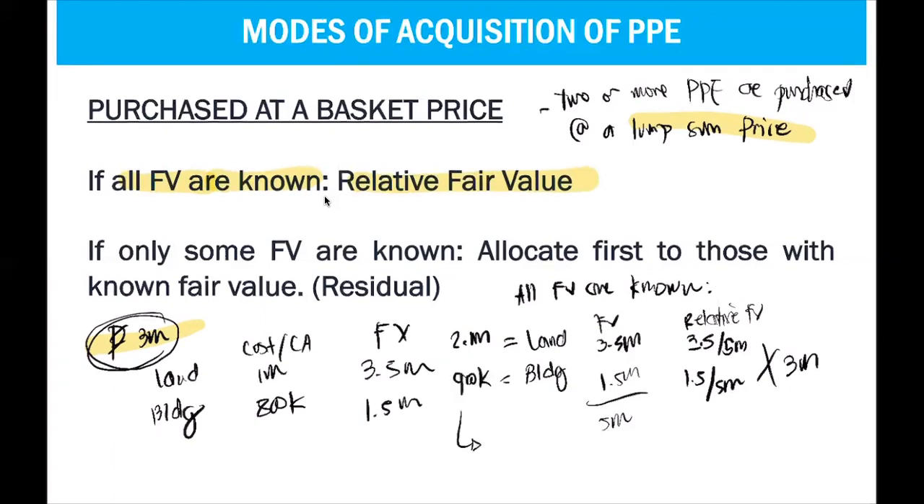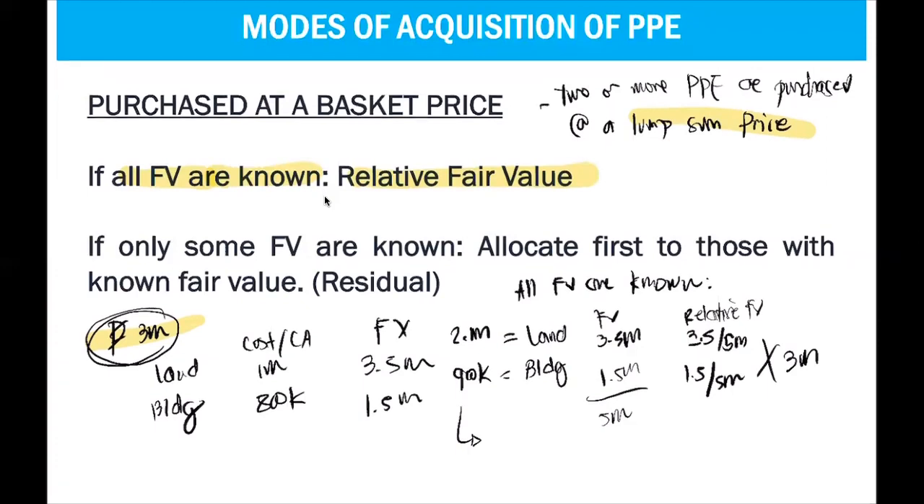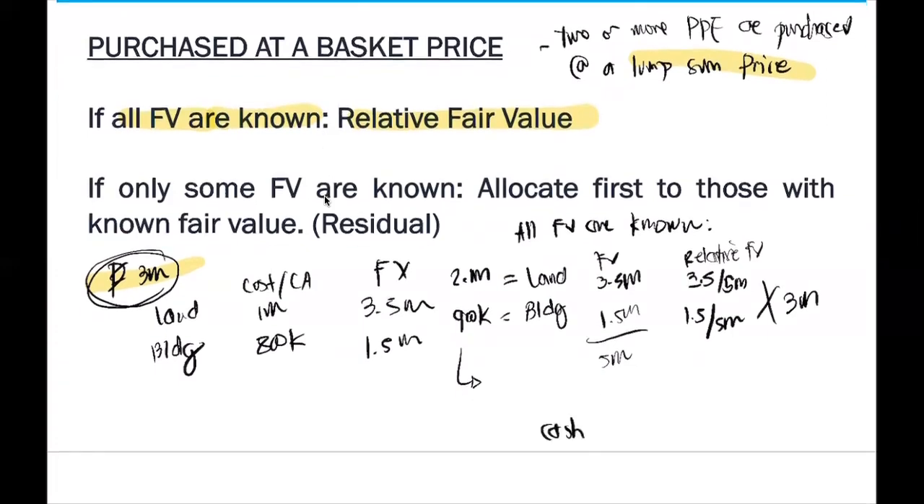So how do we record that basket purchase? So we only have a lump sum price of 3 million pesos. We record it now. Land and building. So we have here 3.5 million and 1.5 million pesos. Okay? If all fair values are known, what if only some fair values are known?